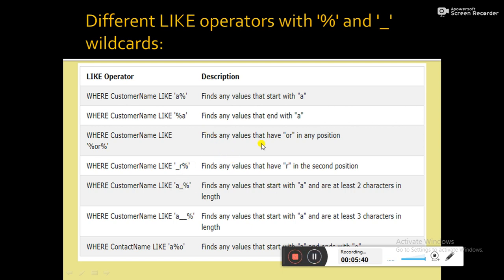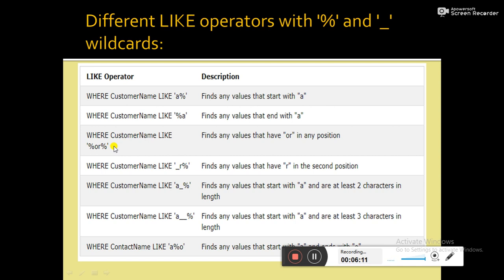Suppose we have to find a customer name which has 'or' in their name. Now the position of 'or' may be anywhere. So how to write? WHERE customer name LIKE '%or%'. That means 'or' should be there. Before and after 'or' there may be any number of characters.